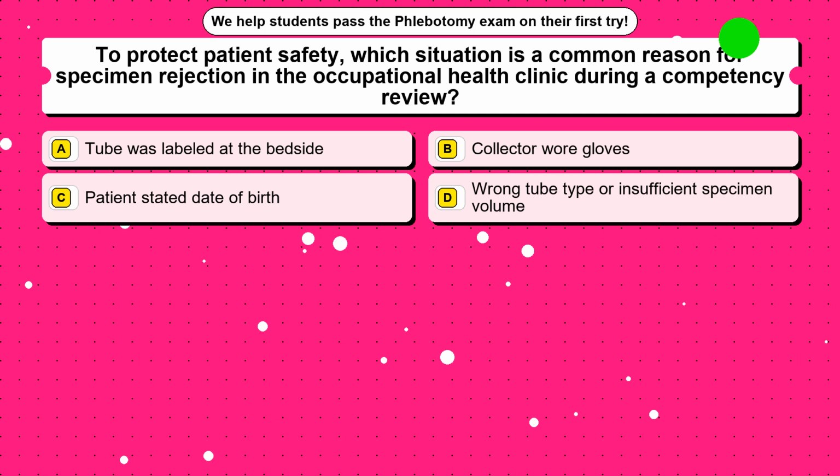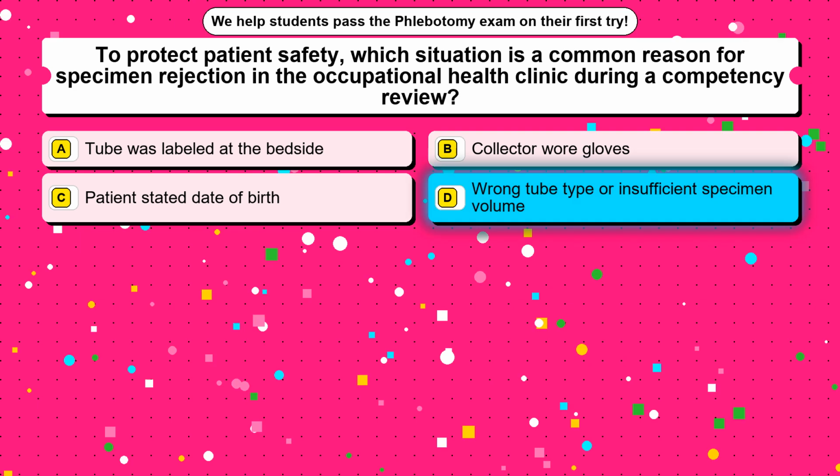Question 62. To protect patient safety, which situation is a common reason for specimen rejection in the occupational health clinic during a competency review? Option A. Tube was labeled at the bedside. Option B. Collector wore gloves. Option C. Patient stated date of birth. Option D. Wrong tube type or insufficient specimen volume.